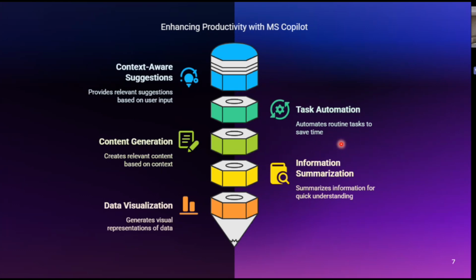Task automation, you can automate several routine tasks with this. So Copilot can do things like sending emails or reading through something and just giving the information back to you. All these things it can do.